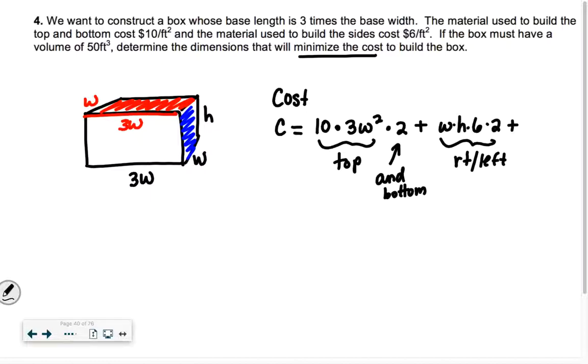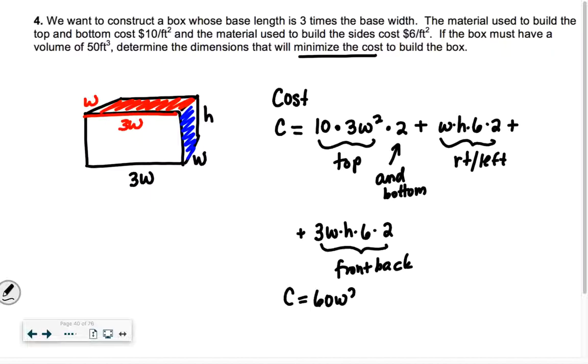Tell me the area of the front side. 3W times H, right? What's it costing per square foot? 6. So I'm going to have 3W times H times 6 for the dollars, right? And then I also have not just the front, but also the back, so times 2. Oops, this is a plus. Front, back. So this works out to be 60W squared plus 12WH plus 36WH, which is 60W squared plus 48WH.